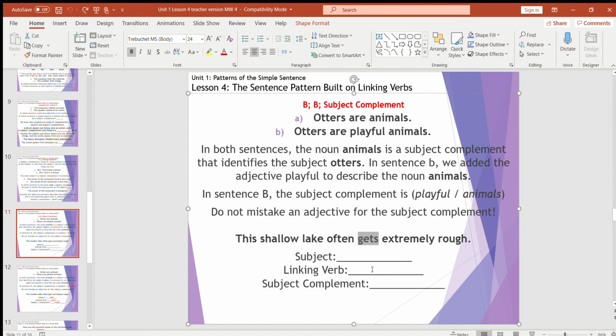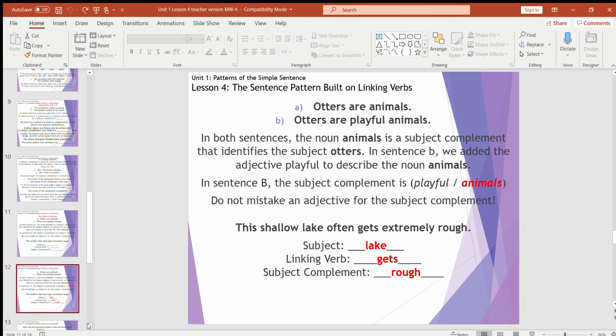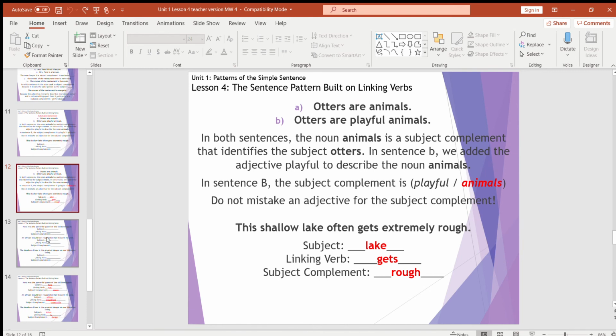So then you gotta find your subject. Okay, what gets? The lake gets. So lake would be my subject. What does the lake get? It gets rough. Is the lake rough? Yes. Does rough describe the lake? Yes. One thing being discussed? Yes. So you know you got your subject complement correct. So there are your answers if you require them.